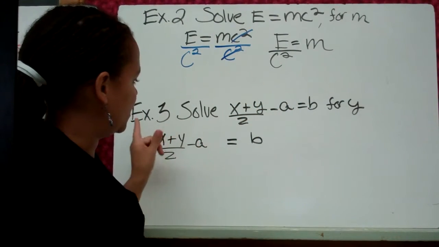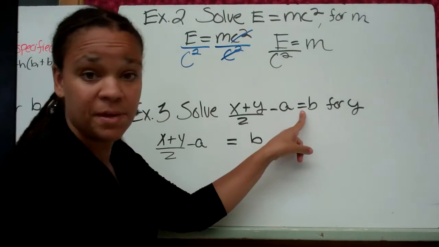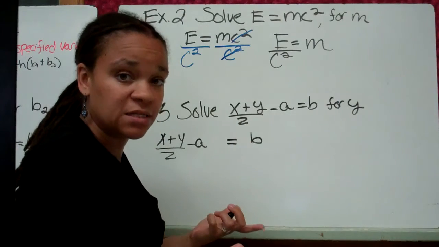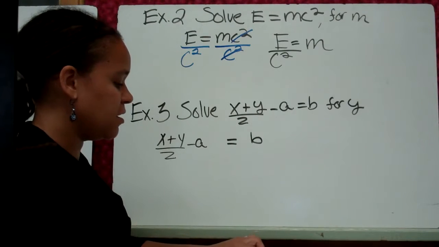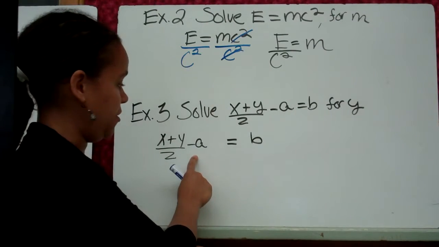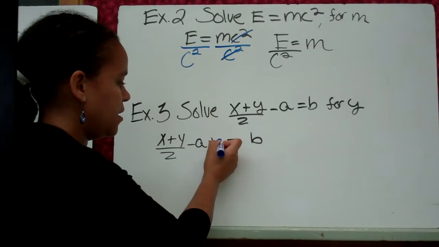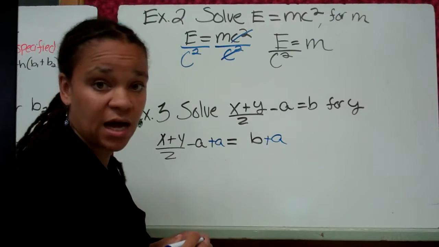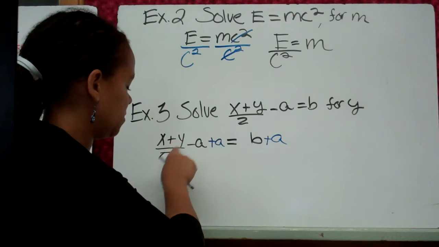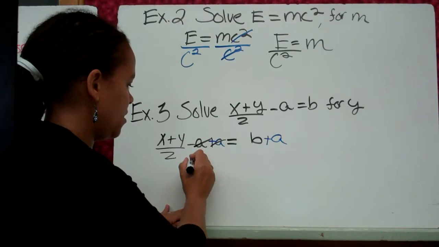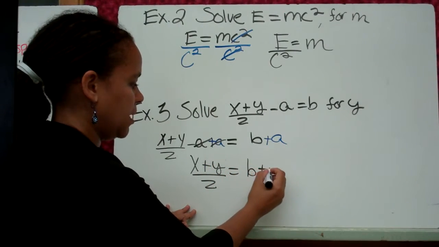Here, example 3: solve x plus y over z minus a equals b for y. So we want y to be by itself. We need to do a few steps here. First, I want to get rid of this a. This is the original equation. I have minus a, so I'm going to add a to both sides. That way it gets rid of my a. So x plus y over z minus a plus a, these go away. So I have x plus y over z is equal to b plus a.